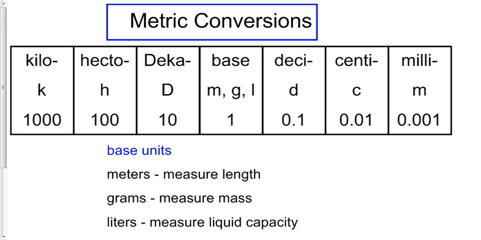So here's our metric conversions chart. Starting off here, kilo means 1,000, hecto 100, deca 10. These are our base units. Our base units are meters, which measure length, grams, which measure mass, and liters, which measure liquid capacity. And then deci is 1/10, centi 1/100th, and milli is 1/1000th. And notice all of the abbreviations here: k, h, capital D for deca. That stands for meters, grams, liters. Lowercase d for deci, c, and m.